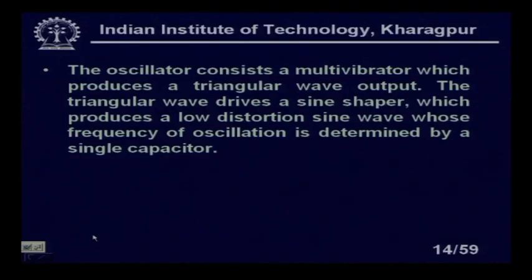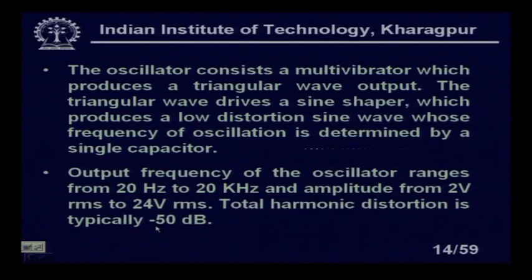The oscillator consists of a multivibrator. I could use Wien-Bridge oscillators and all these things, but the multivibrator frequency will be more stable. That is the reason they use a multivibrator, which produces a triangular wave output. The triangular wave drives a sine shaper, which produces a low distortion sine wave, whose frequency of oscillation is determined by a single capacitor. I challenge this one, it is not exactly a low distortion sine; there will be distortions, it will not be a pure sine wave. So, there will be a certain amount of distortion there. As I told you, it does not matter much, right.